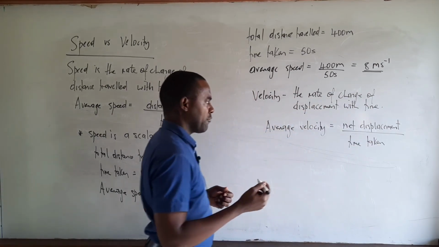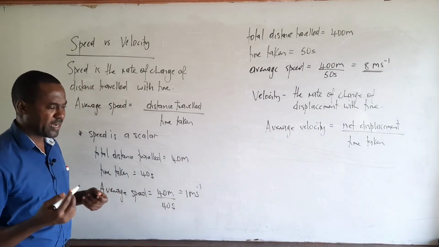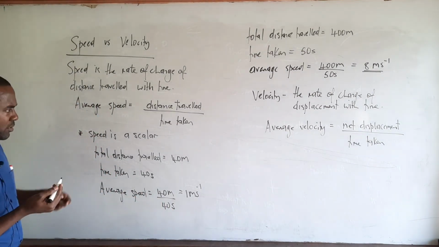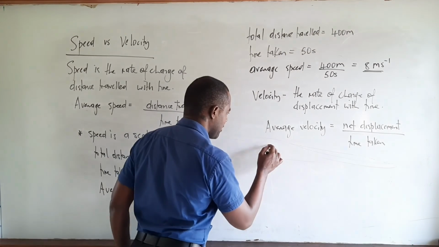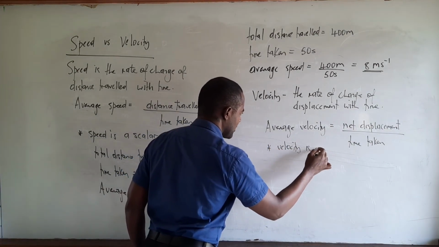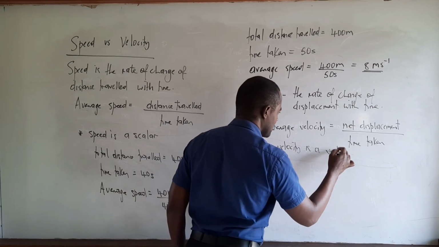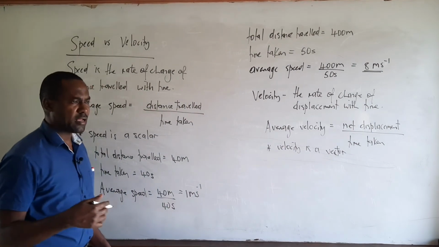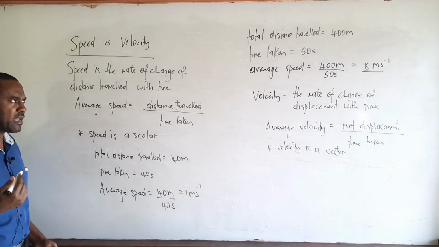right? And of course, we're dividing net displacement by time taken, and if we make a comparison with speed, as we're doing, then we will know that basically velocity is a vector quantity, right? So velocity is a vector quantity, and as such, it has both magnitude and direction.